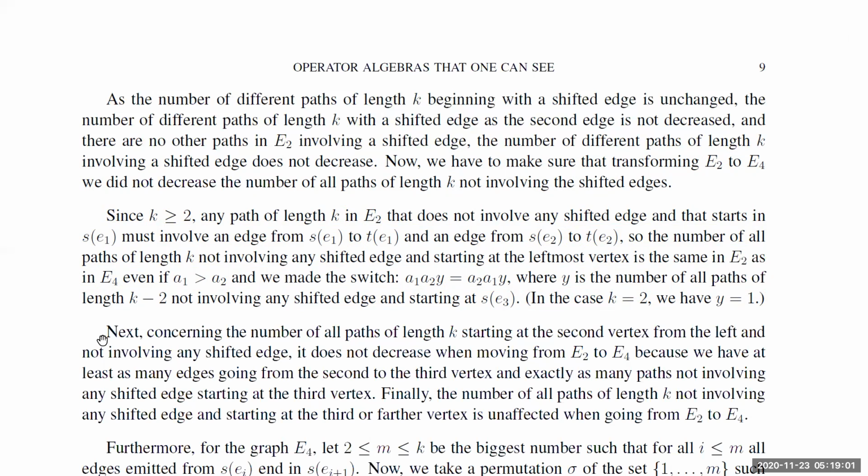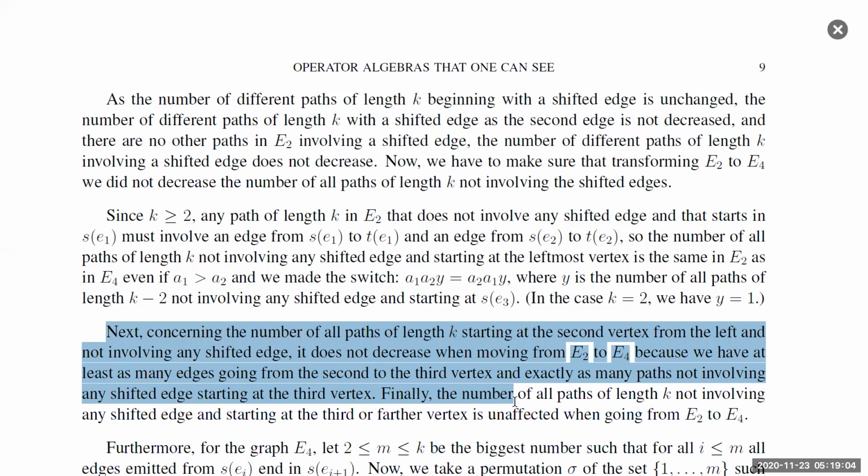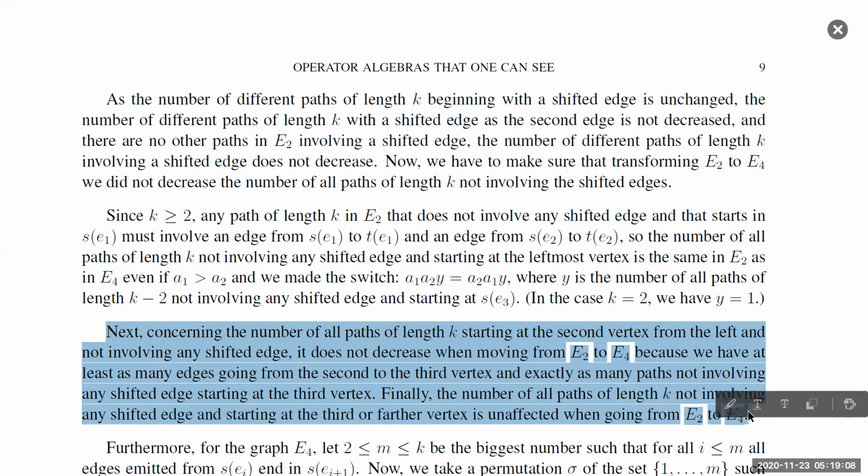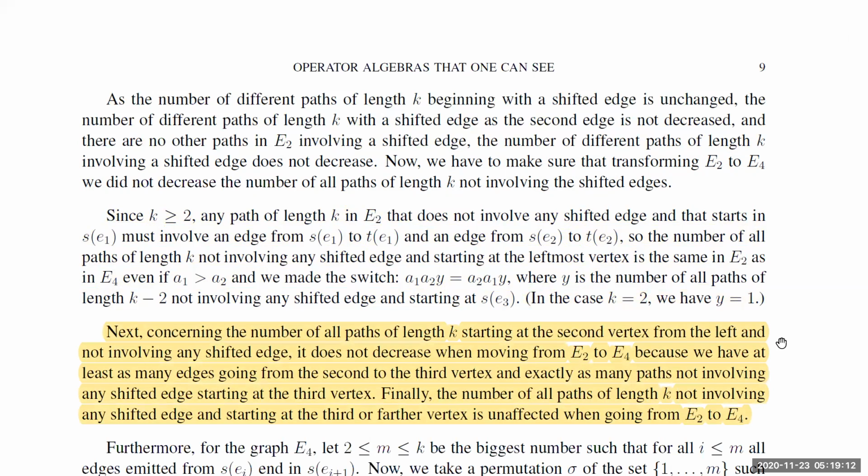But now we should consider the situation where we look at paths not involving any shifted edge, but which do not necessarily start at the first vertex. So concerning all paths of length k, starting at the second vertex from the left and not involving any shifted edge, here the number was the same of all such paths. But now I claim that we do not decrease the number of all such paths when moving from E2 to E4, because we have at least as many edges going from the second to the third vertex and exactly as many paths not involving any shifted edge and starting at the third vertex. So we might increase this number if indeed A1 was strictly bigger than A2, and then we made the switch. But we definitely don't decrease it.